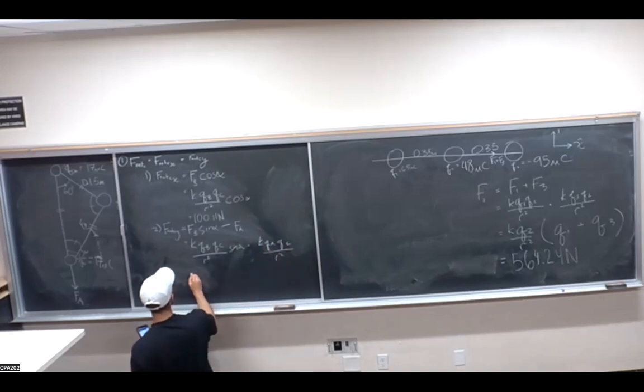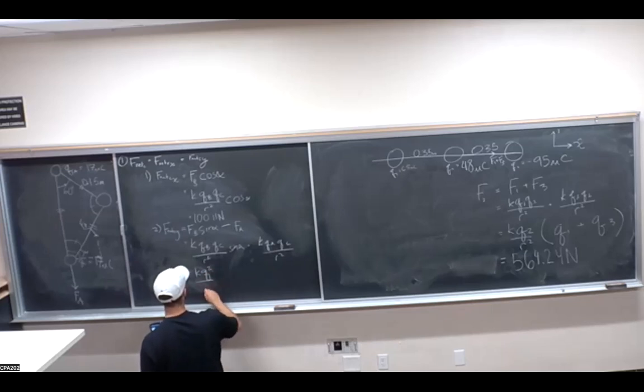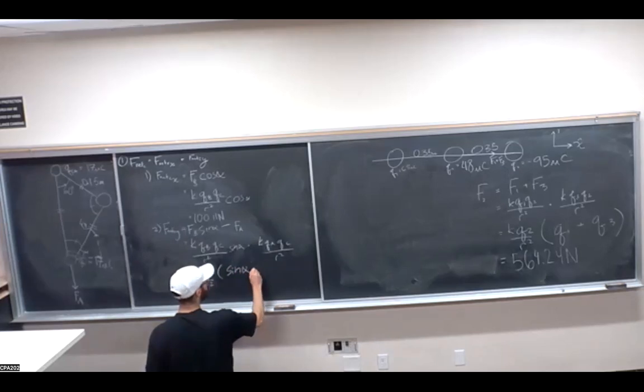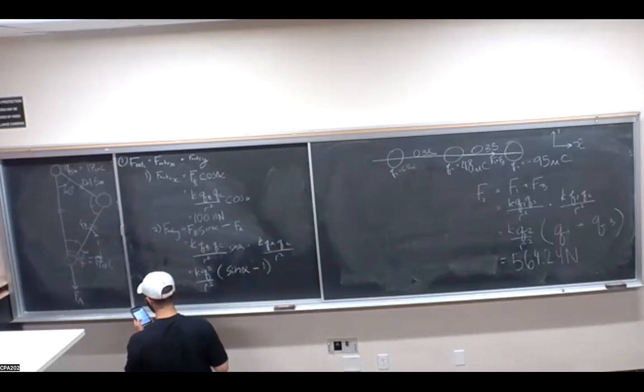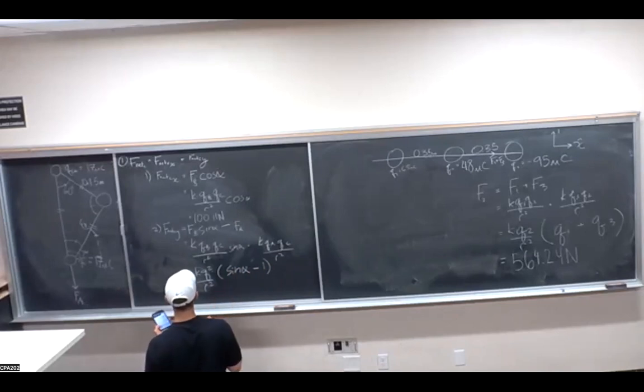All right. And if you have a good eye, you'll see that what you can factor out here is pretty significant, because it's K Q squared over R squared times sine alpha minus 1. So that's, I'll save you a lot of time plugging into your calculator if you were able to detect that. Okay, so your answer over here comes out to be minus 57.8 newtons.